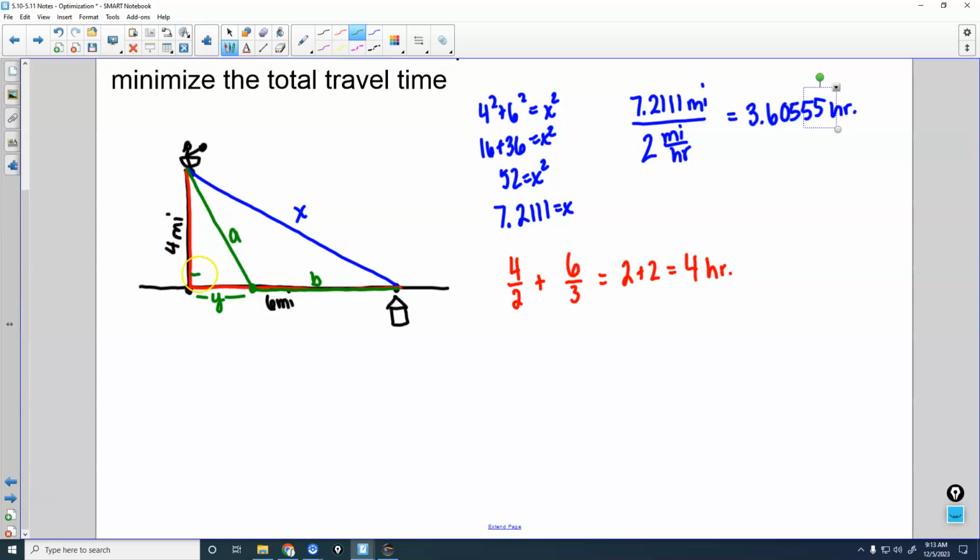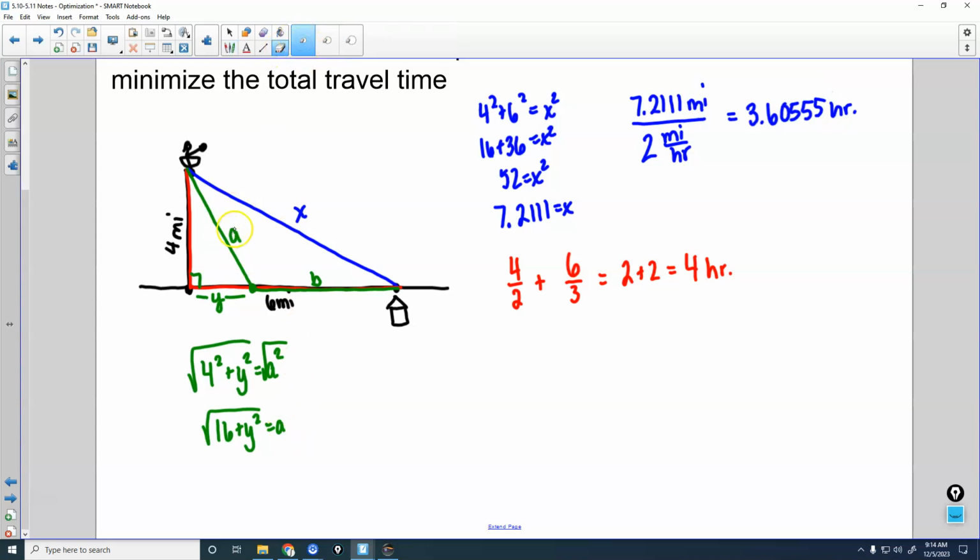This is a right angle, so you can do Pythagorean theorem here. You'll have 4 squared plus y squared equals a squared. And I could square root both sides. So the square root of 16 plus y squared would be this piece right here. So I'm going to erase the a that I put right there, and put that this piece right here is square root of 16 plus y squared.